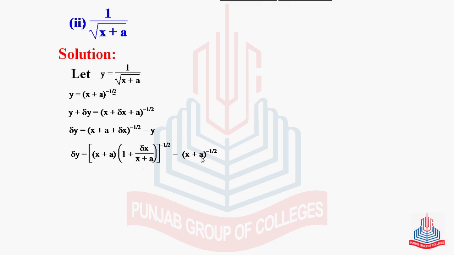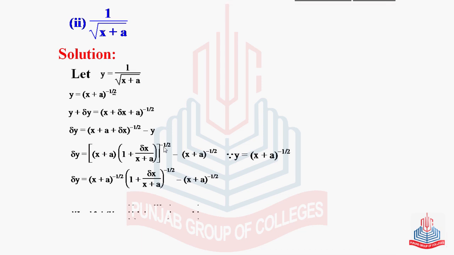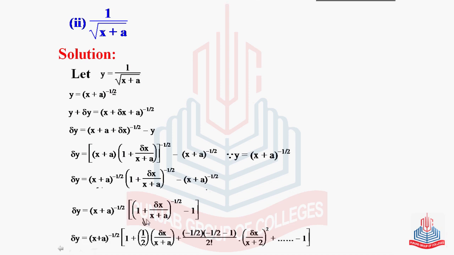Just replacing 2 by a and power 1 by 2 by minus 1 by 2, we will get the result of this part 2, which we already simplified in part 1. So delta y is equal to (x plus a) raised to the power minus 1 by 2 as a common factor from these two terms, (1 plus delta x over x plus a) raised to the power minus 1 by 2, minus 1. Now apply the binomial series here. We have this one, and this 1 and minus 1 will cancel out.